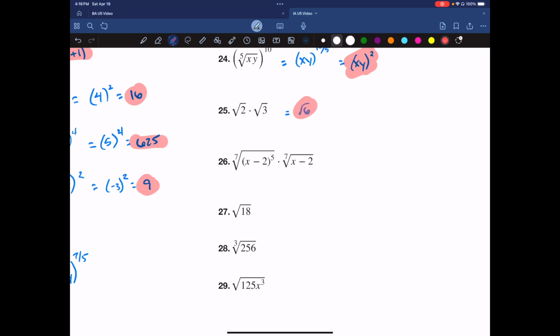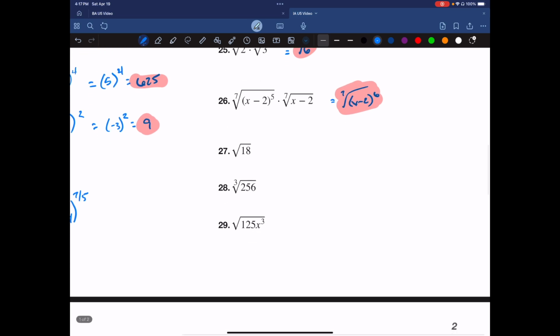Here, on 26, you have x minus 2 to the 5th and x minus 2 to the 1st. When I multiply these two together, because they're both the 7th root, this is going to be x minus 2 to the 6th. All right, and that's as far as I can go. But I have one radical instead of multiple.